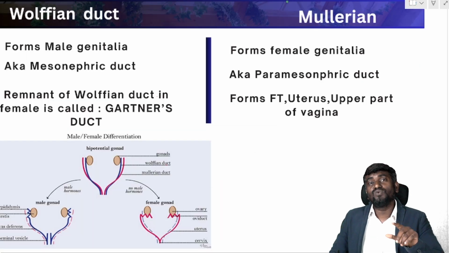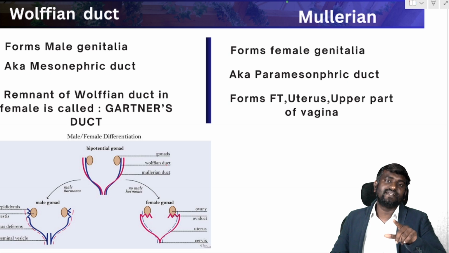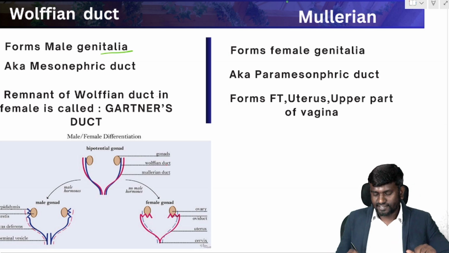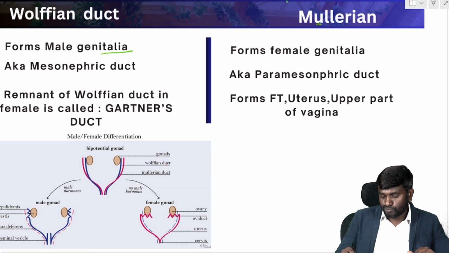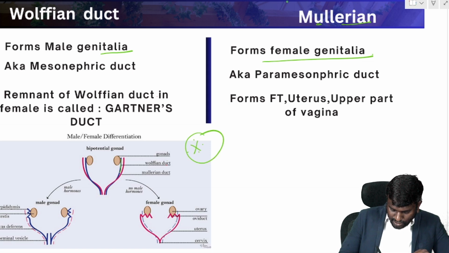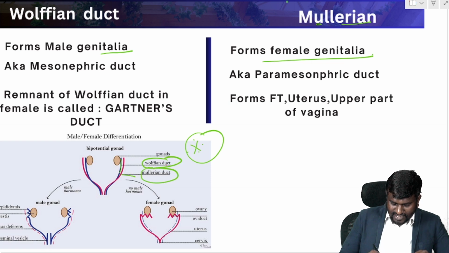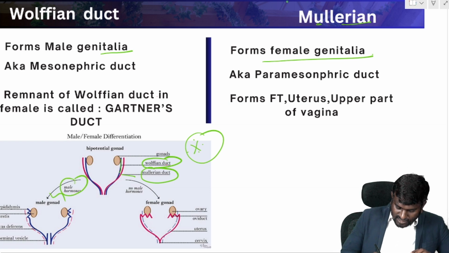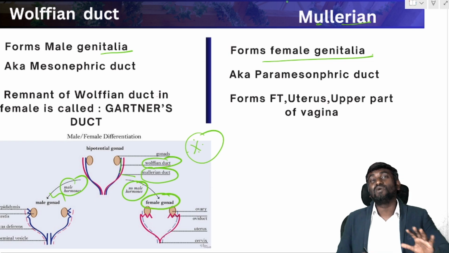Let's discuss the Wolffian duct and the Mullerian duct. Wolffian duct, remember, is going to form the male genitalia. Mullerian duct, remember, U for uterus, is going to form the female genitalia. Now look at the image carefully here, which is going to be very important. The blue duct is called the Wolffian duct, and the red one is called the Mullerian duct. When there is the presence of testosterone, the male hormones, it gives rise to male gonads. When there is absence of the male hormones, it leads to female gonads.